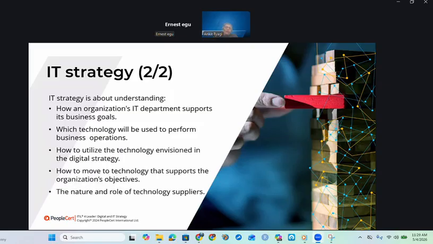The IT strategy alone is about understanding how an organization's IT department supports its business goals, which technology will be used to perform business operations, how to utilize technology envisioned in digital strategy, how to move to technology that supports the organization's objectives, and the nature and role of technology suppliers. When we are talking about defining the IT strategy, we need to ask and answer these questions, of course, in order to have a successful IT strategy.